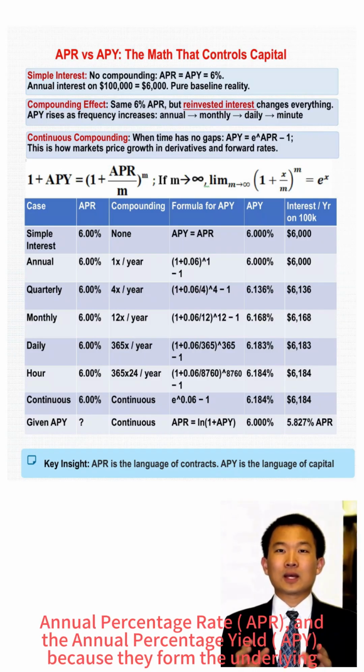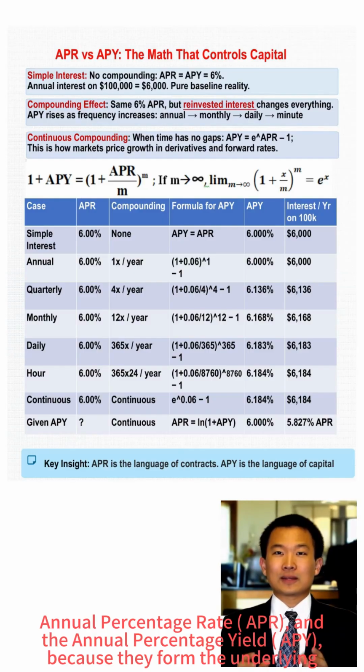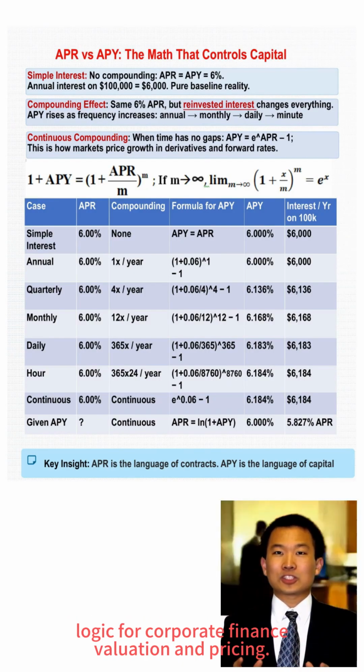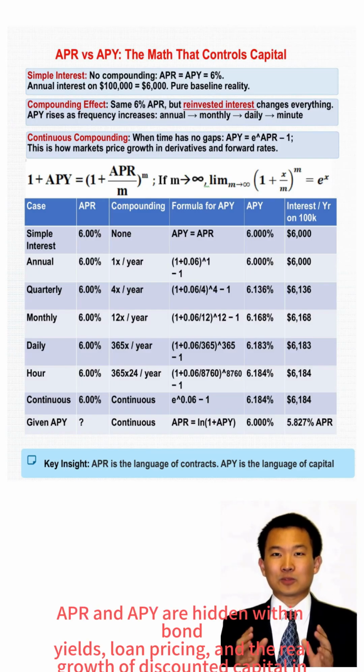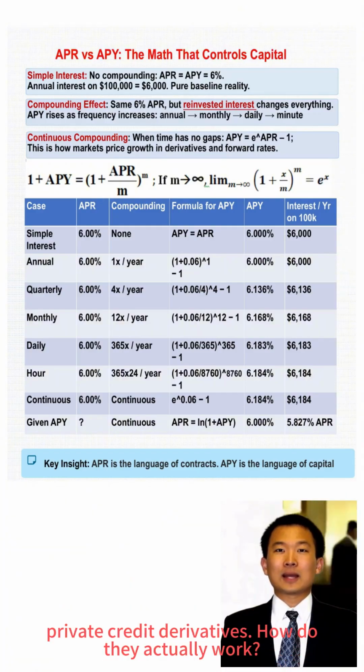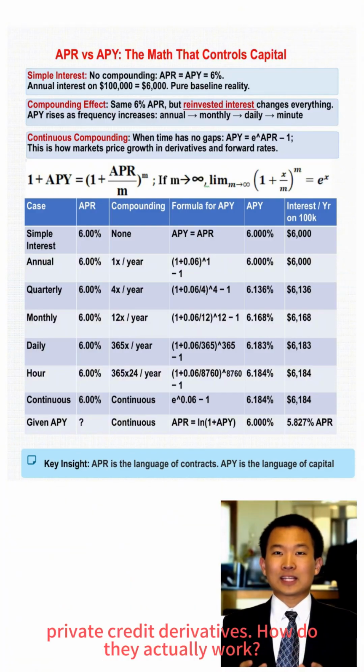Today, we're going to truly understand the nominal annual interest rate, also known as the annual percentage rate, APR, and the annual percentage yield, APY, because they form the underlying logic for corporate finance valuation and pricing. APR and APY are hidden within bond yields, loan pricing, and the real growth of discounted capital in private credit derivatives. How do they actually work?